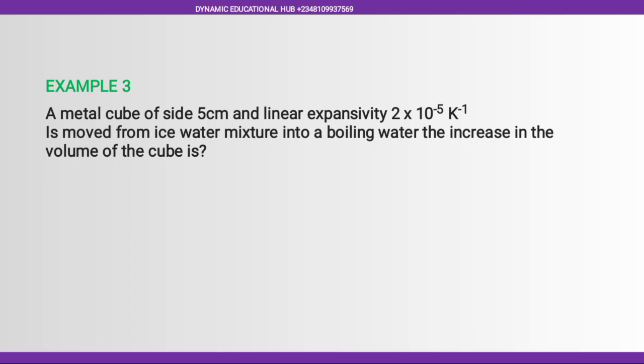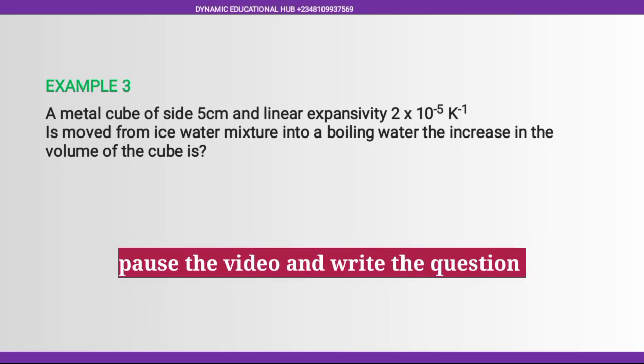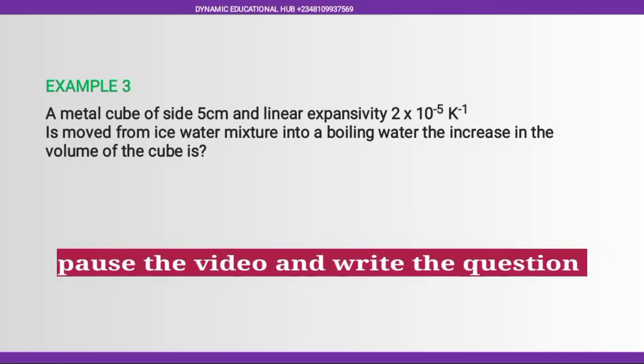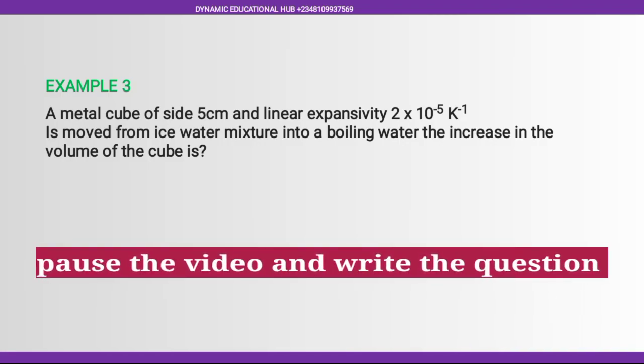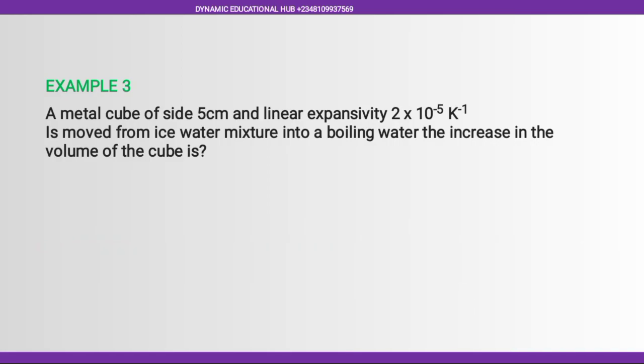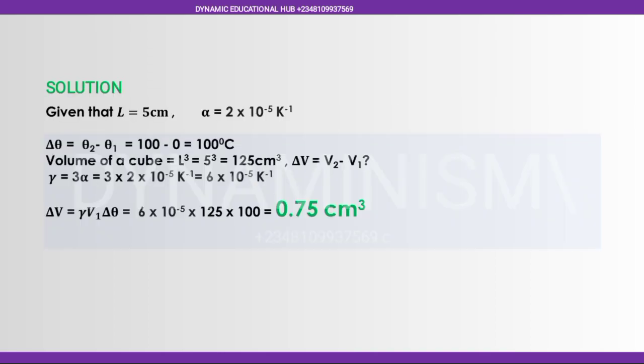Next question. A metal cube of side 5 centimeter and linear expansivity 2 times 10 raised to power minus 5 per Kelvin is moved from ice water mixture into boiling water. The increase in the volume of the cube is. Pause and solve this question. Let's look at the solution.